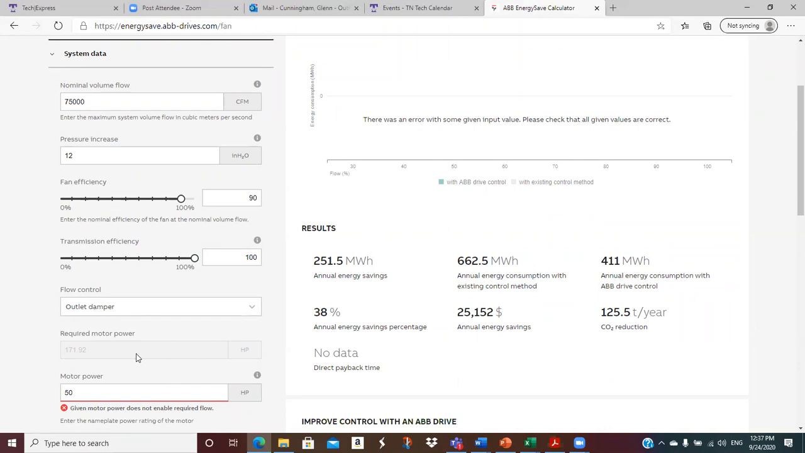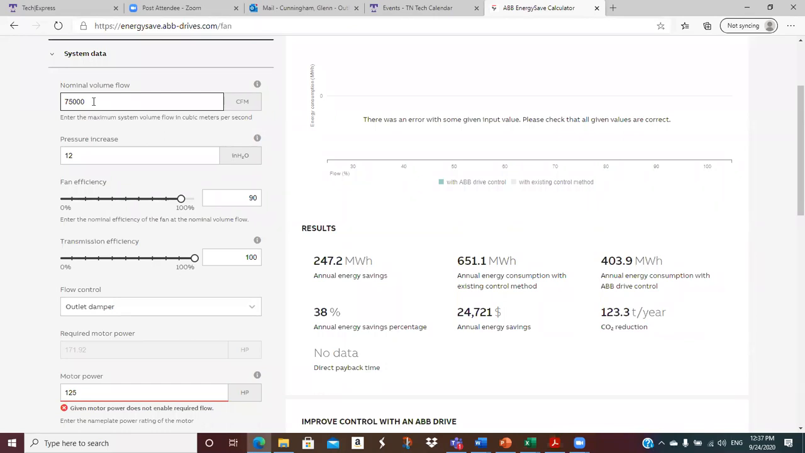Let's see, motor horsepower required, what is that? Say it's 172. Well, so that's what it's saying. Well, let me see, motor power. My motor power is 125. I can do that. But say it's still not happy. And so what that says is that my pressure, at least I have some justification for my 75,000. And I just guessed. I mean, 12 is what came up in the calculator.